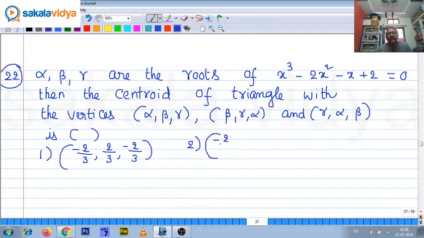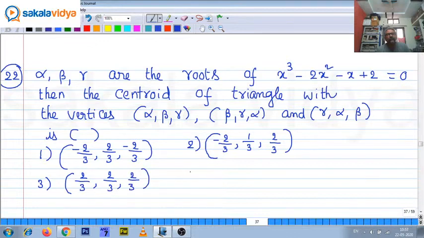That's why I told you this is applicable till the end of the universe. Options: one by three, two by three; third option is two by three, two by three, two by three; fourth option is four by three, two by three and two by three.